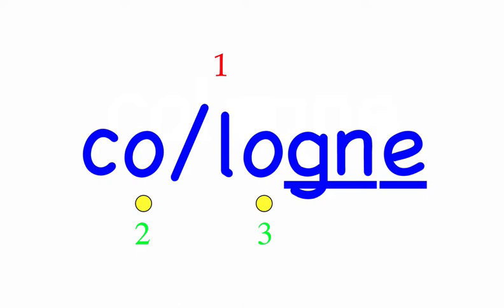Guile. He has a great deal of guile and cunning. Guile. 3 sounds. G, I, L. Guile. Mark the word. Row 6.